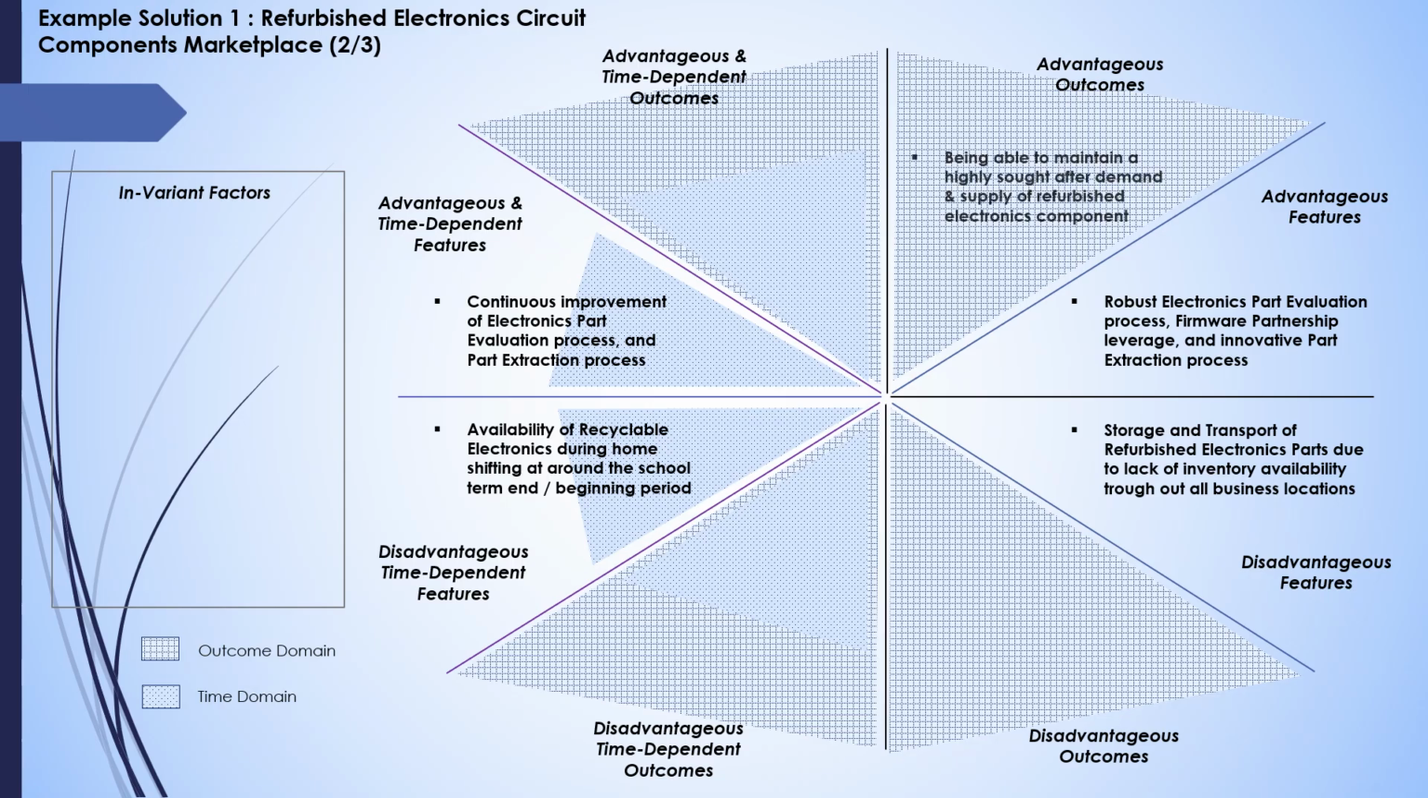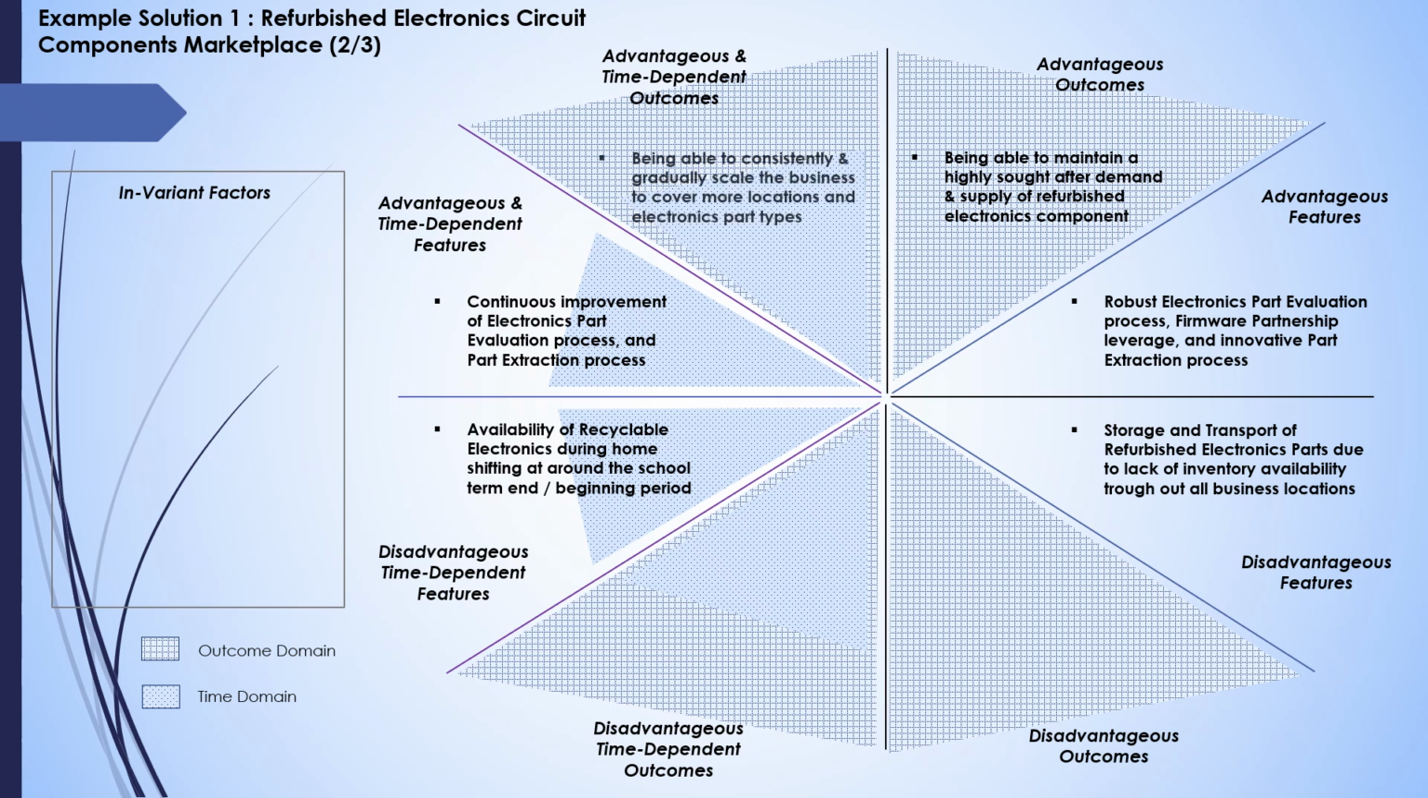Now shift to outcomes, and start with the clear winner. The most powerful advantageous outcome this solution can achieve is maintaining a highly sought-after demand and supply of refurbished electronics components. When buyers consistently find what they need, quality assured, fairly priced, reliably delivered, the marketplace earns the kind of reputation that compounds over time.